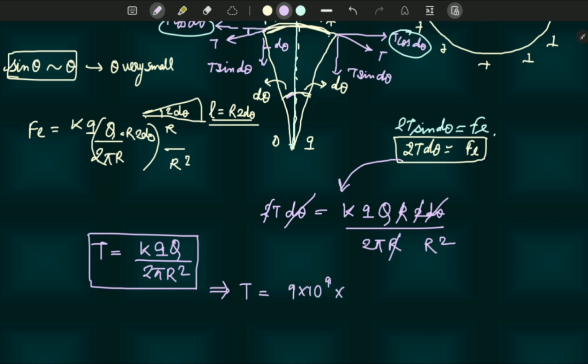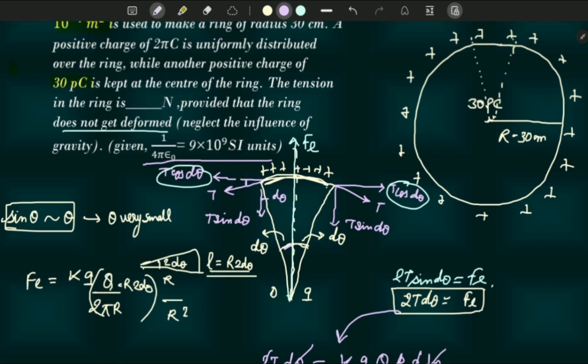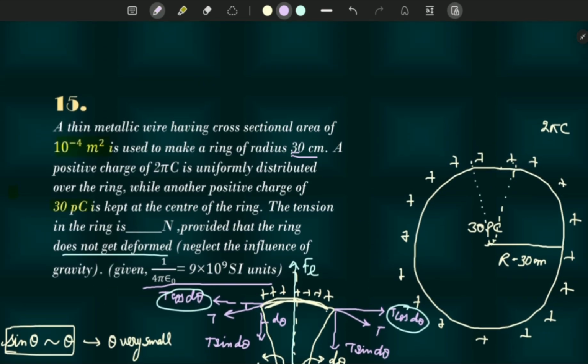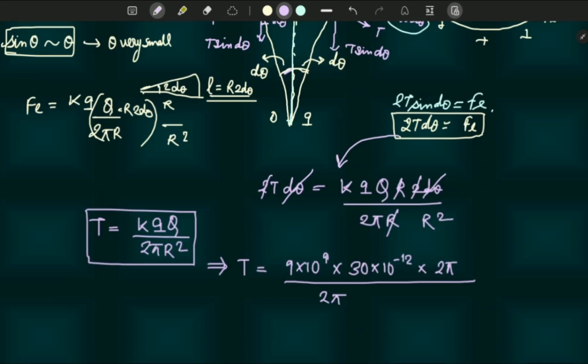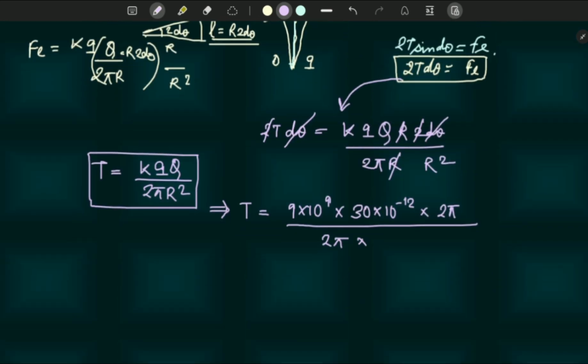Small q is 30 picocoulomb. So 30, and pico is 10 to the power minus 12, into capital Q, which was given as 2 pi coulomb. So 2 pi divided by 2 pi, and R was given in the question as 30 centimeter, which means 0.3 meter. So 9 into 10 to the power minus 2 in meters.